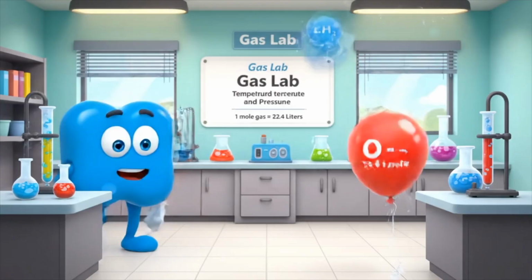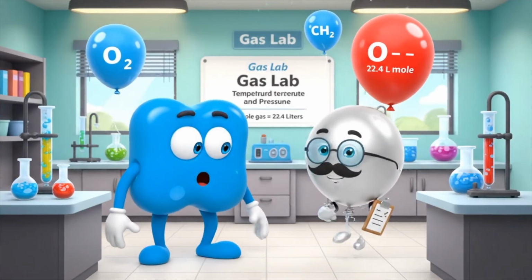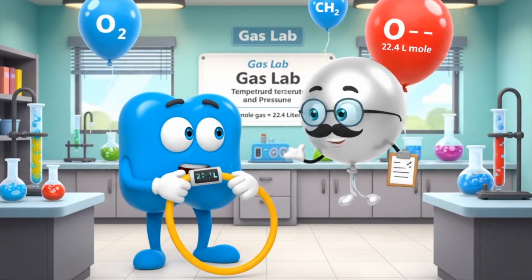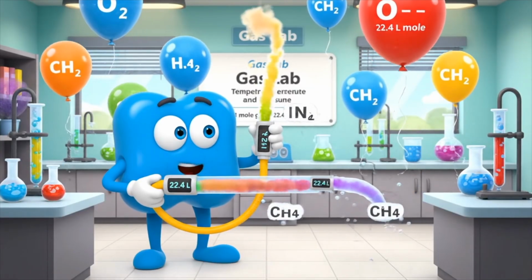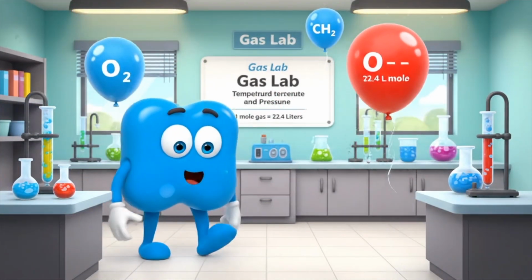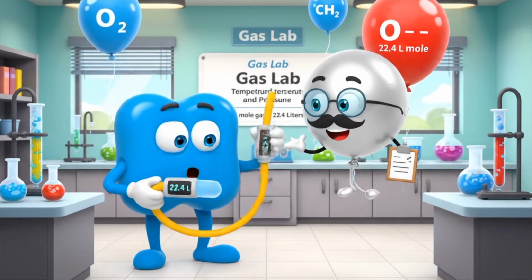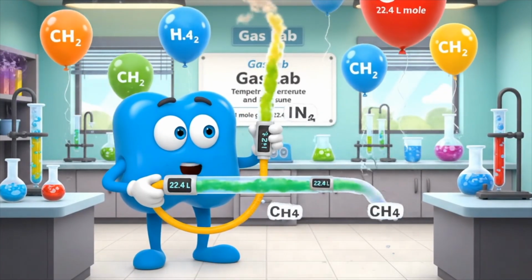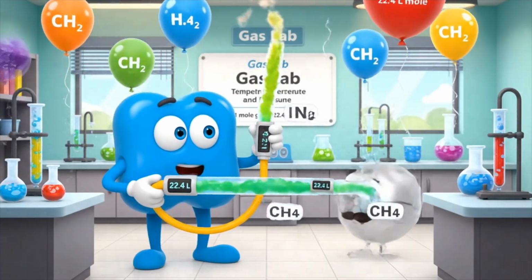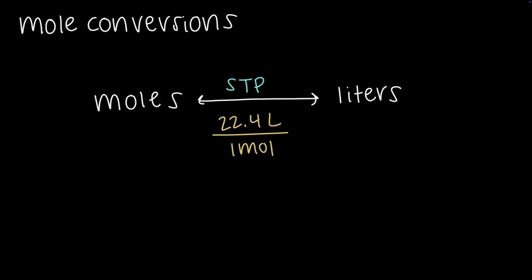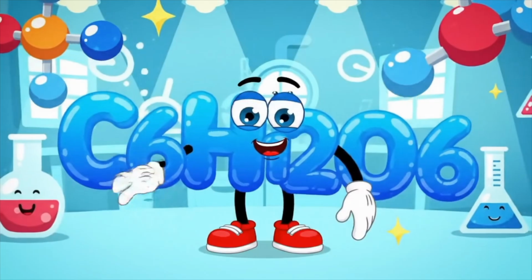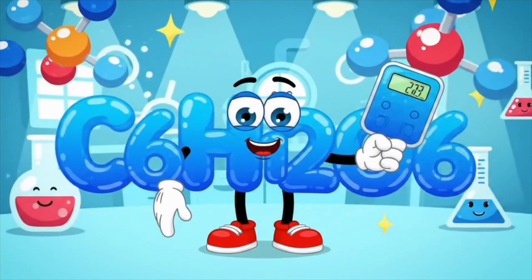Next, glucose imagined being a gas. If 1 mole of any gas floats into a balloon at standard temperature and pressure, it always takes up the same space, 22.4 liters. That means if glucose were a gas at STP, 1 mole of him would fill 22.4 liters of volume. And just like that, glucose learned that to convert in between moles and volume, we use the STP conversion.